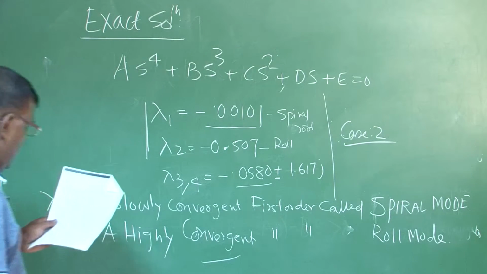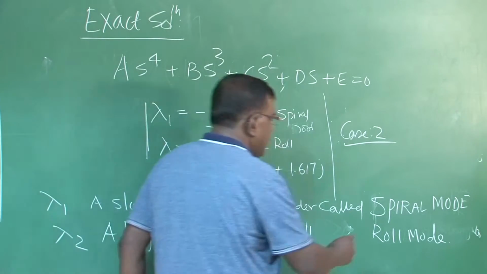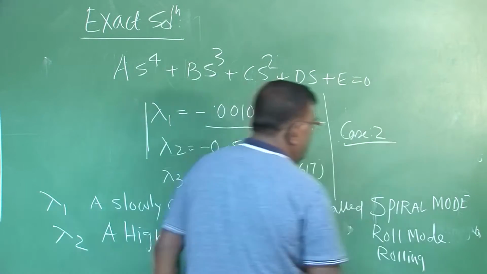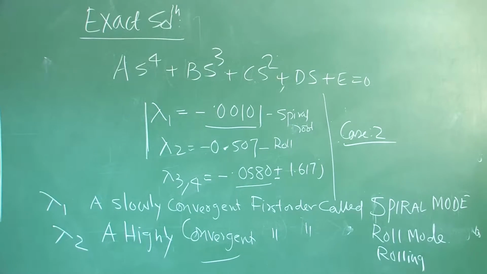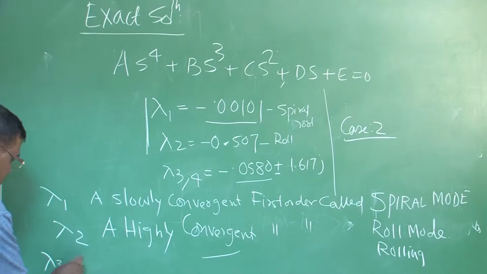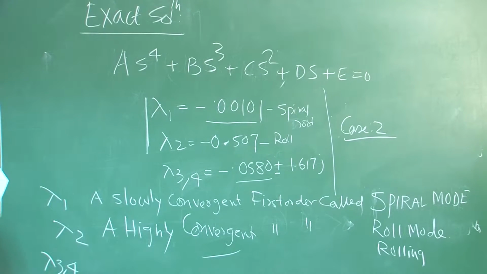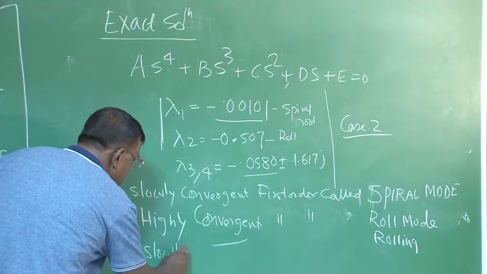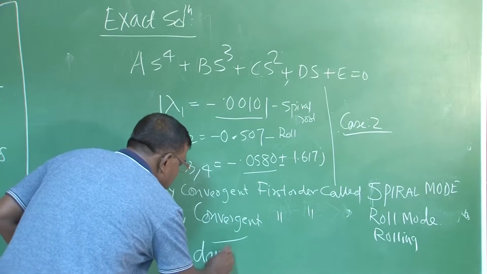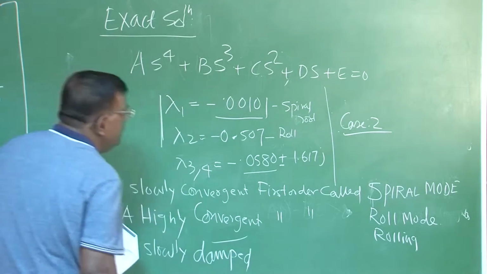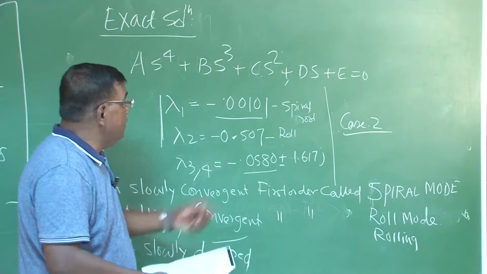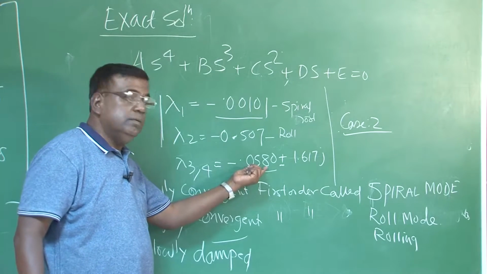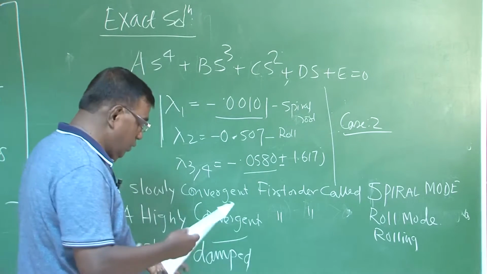Or rolling mode. Right way I should use rolling mode or roll mode, whatever you like. And the third and fourth, this pair, is slowly damped. Again, you see slowly damped. Why slowly damped? First of all, why damped? Because the real part is negative. Slowly because magnitude is very less. Slowly damped.